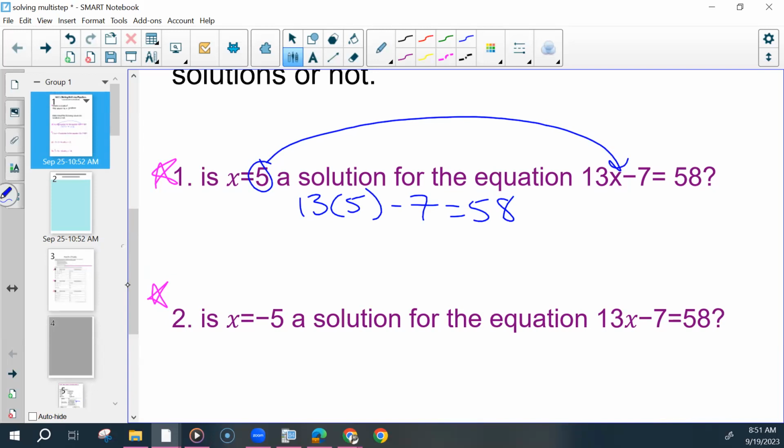Okay, so 13 times 5 will give us what? Say this out loud. 5. And if we subtract 7, we get. We can say this is a true statement. Whatever we put in equals the same thing on the other side. This is the solution to this problem. This is a good way to check yourself as you're solving problems. Put it back in, see, did you get the same thing or did you get something different?